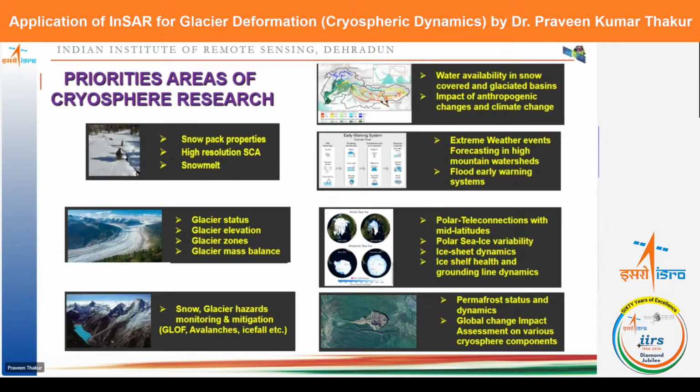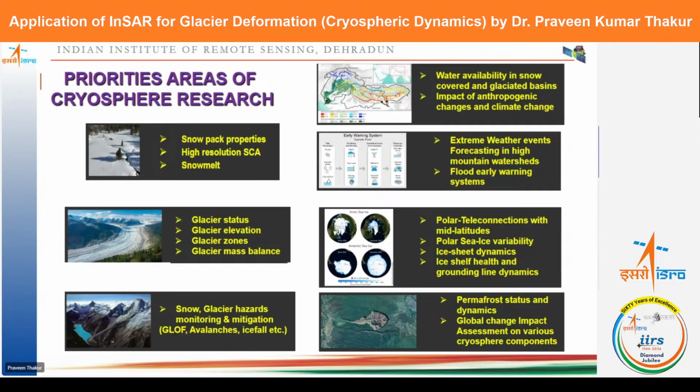On the global scale, what are the polar teleconnections with the mid latitudes? What are the polar sea ice variability, the ice sheet dynamics, and the health of the ice shelf, which acts as a stoppage point for the free flow of ice into the oceans? And more importantly, the permafrost status and dynamics. So these are the key areas.